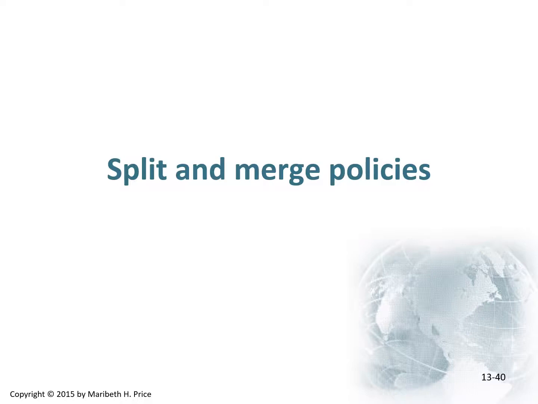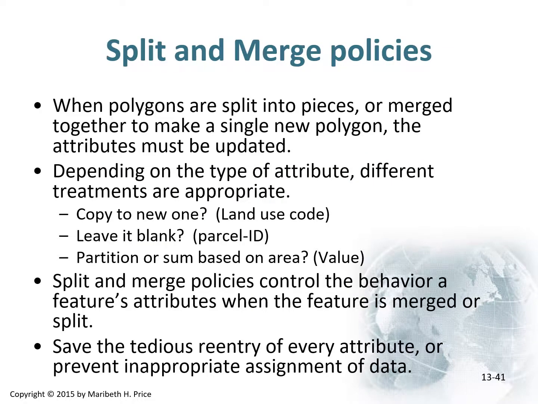Split and merge. When polygons are split into pieces or merged together to make a single new polygon, the attributes have to be updated. Depending on the type of attribute, different treatments are appropriate. You can copy new ones, like land use codes. You can leave it blank if it's something like parcels for an ID number. You can partition or sum based on area, so you have a value, say population. You split a polygon up, 60% on this side, 40% on that side, then you take the population, 60% goes to the 60% side, 40% goes to the 40% side.